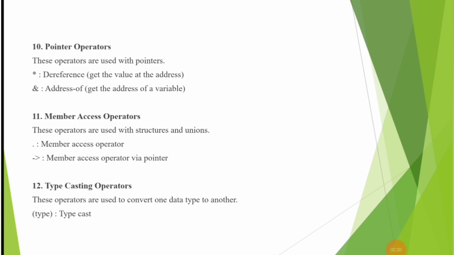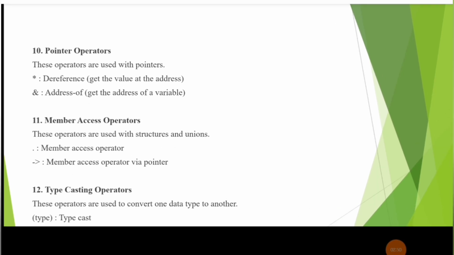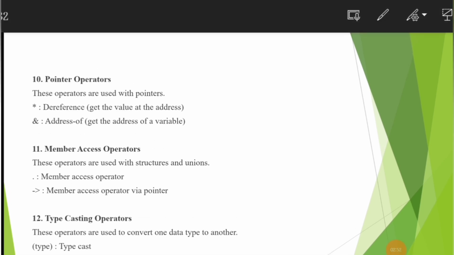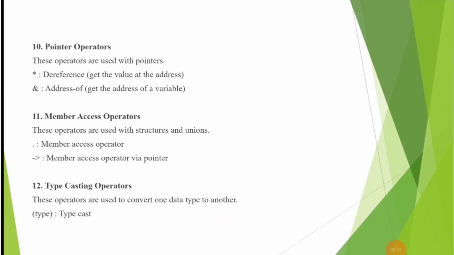Next is the typecasting operator. These operators are used to convert one data type to another. So here we are using a type to typecast a variable of some data type to another data type. For example, in the previous slide, we declared a as an integer, right? So there we can change the data type to float by using the type keyword.